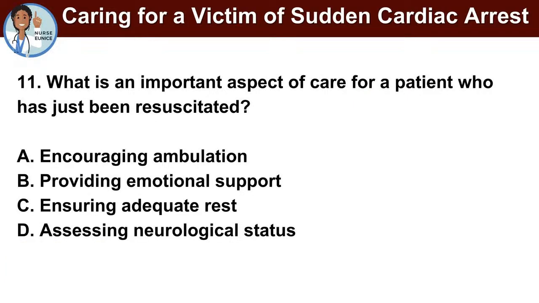Oh, you all are working hard today taking care of Mr. Doe. Number 11, what is an important aspect of care for a patient who has just been resuscitated? A, encouraging ambulation. B, providing emotional support. C, ensuring adequate rest. Or D, assessing neurological status.